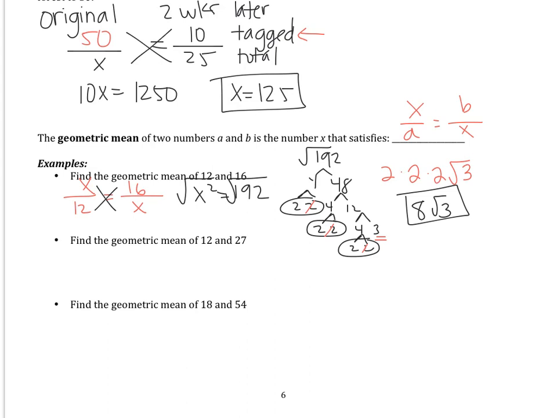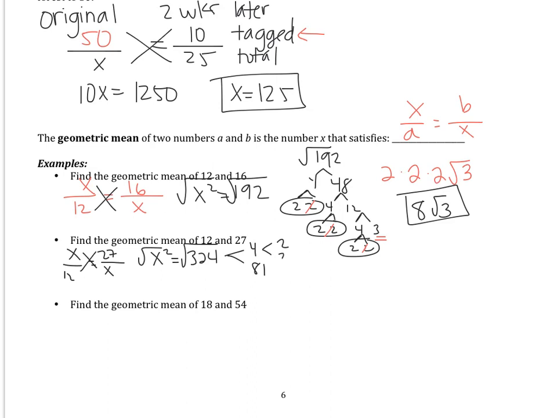So let's do one more example, and then you guys are going to do one. Find the geometric mean of 12 and 27. Okay, so again, we're going to set up a proportion. X and x go diagonal, and then 12 and 27 go diagonal. Now, using the cross products property, x times x is x squared, and 12 times 27 is 324. Okay, so now I'm going to have to break down that 324.